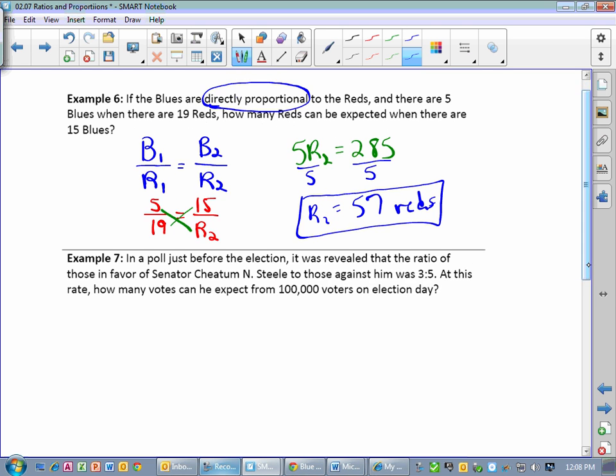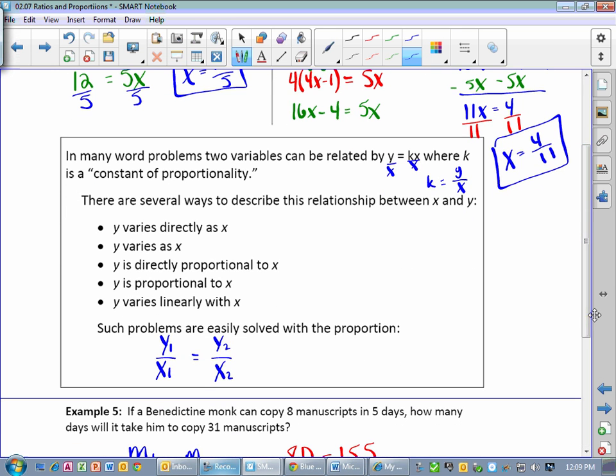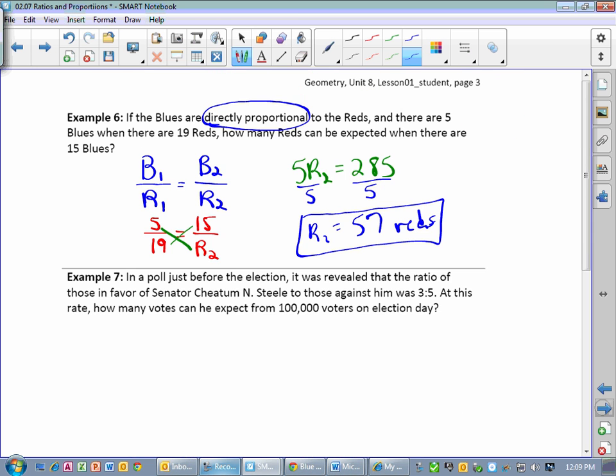So look for those kind of words, directly proportional. Any of these phrases tell you you'll be setting up a ratio of the first one to the second one. You'll set up a ratio and then a proportion by setting those 2 ratios equal to each other.